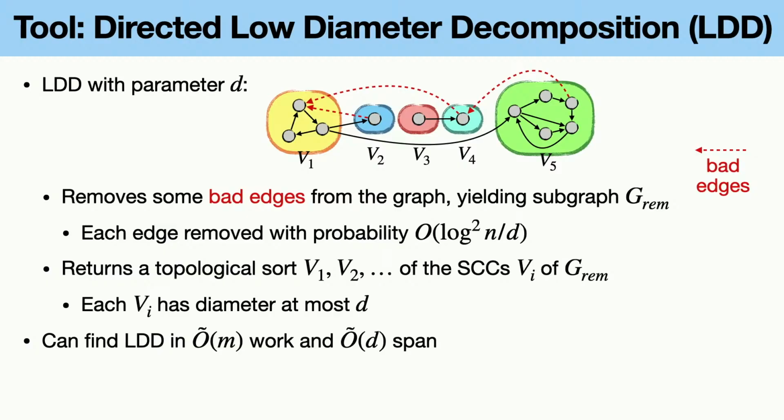Those are the ones that are marked in red. Then, subject to whatever it removes, we look at the remaining graph, which is the edges in black, and it will find the strongly connected components of that remaining graph. Those are each circled here. And it will produce a topological sort of those strongly connected components. And each of those strongly connected components will have low diameter. So that's all the low diameter decomposition does.